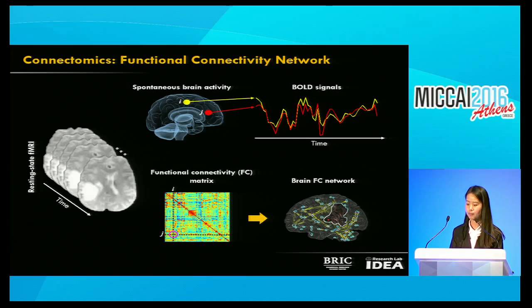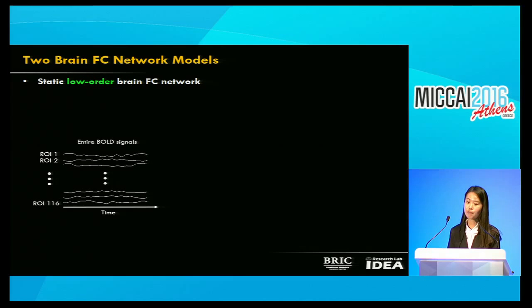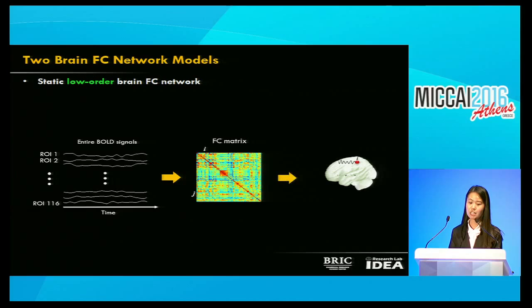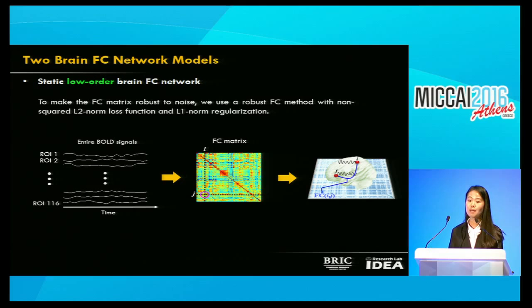One is called the static low-order brain functional connectivity network. As we said in the previous slides, we can get entire BOLD signals for each brain region from resting state functional MRI. Then a functional connectivity network can be computed using methods like Pearson's correlation, partial correlation, sparse representation methods, and so on. It is well known that one brain region generally interacts with only a small number of other brain regions. So brain region I can be sparsely represented by the remaining brain regions. This is called the sparse representation-based method.